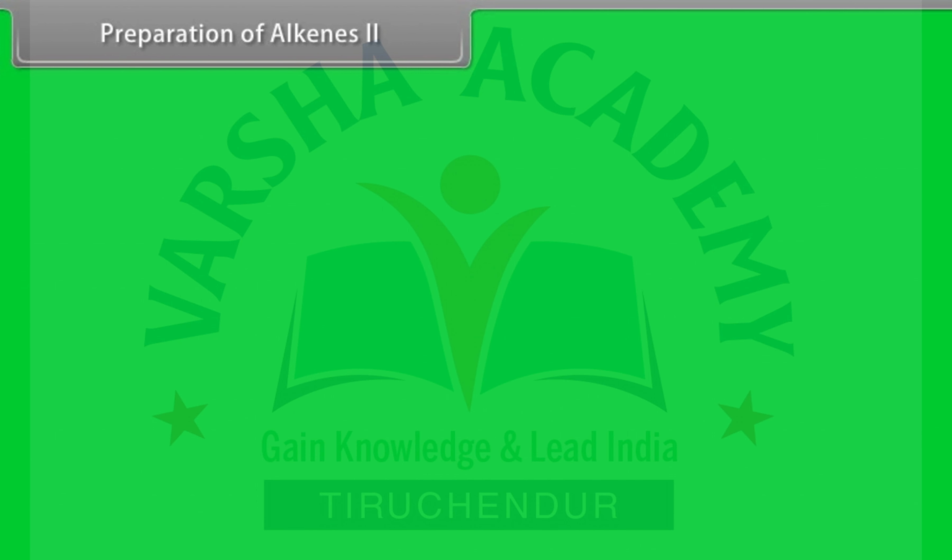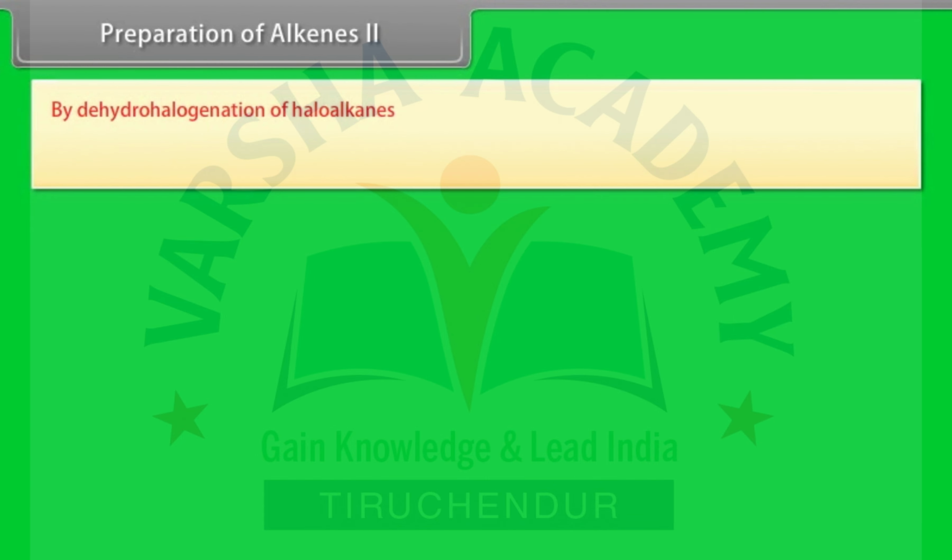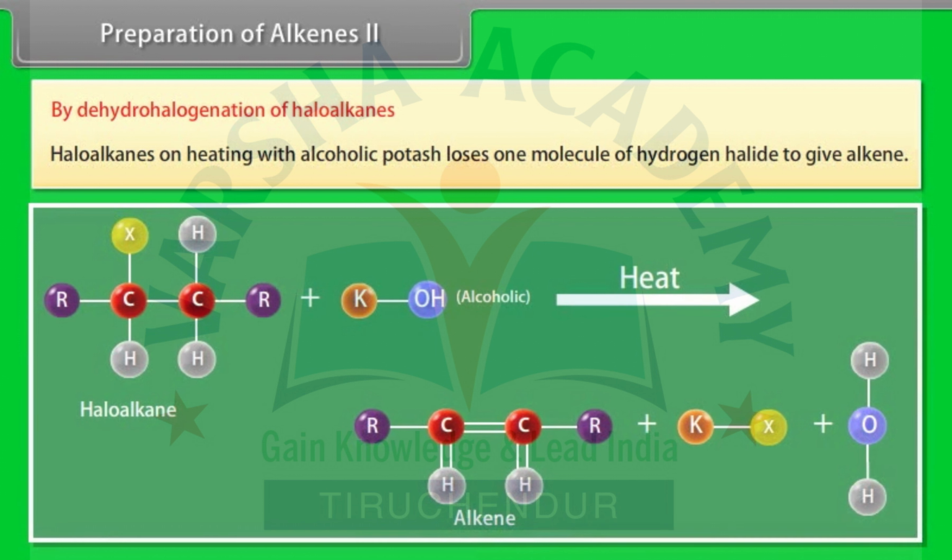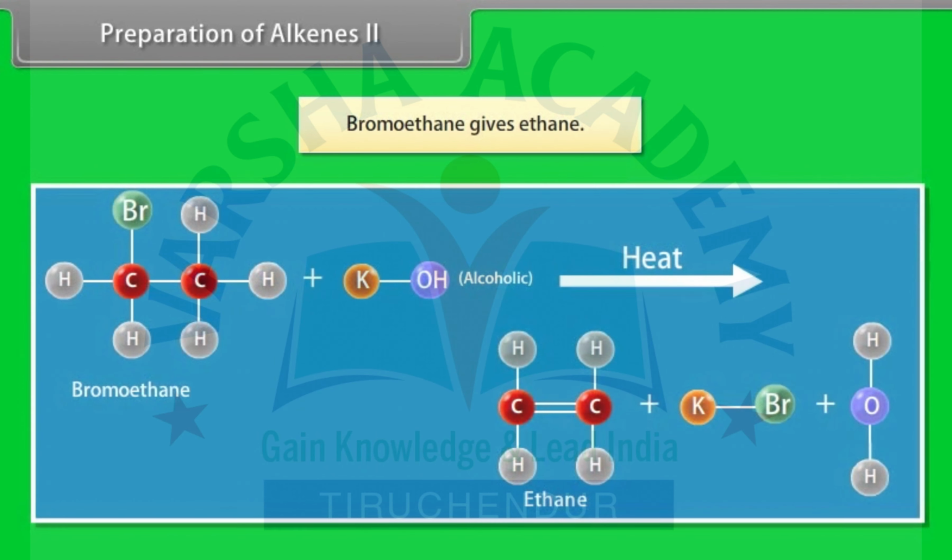Preparation of alkenes, Part 2. By dehydrohalogenation of haloalkanes. Haloalkanes on heating with alcoholic potash lose one molecule of hydrogen halide to give alkene. Bromoethane gives ethene.